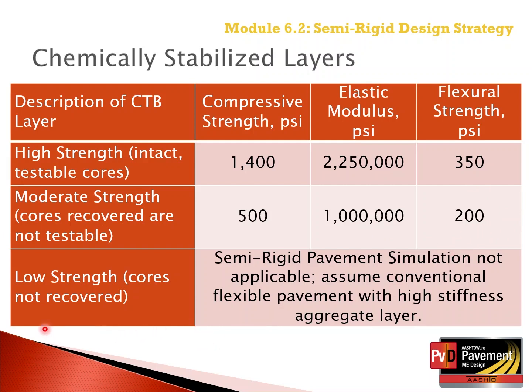If we've added a lower amount of additive where the cores cannot be recovered, that's considered a low strength type material. And in this case, the semi-rigid pavement simulation is not applicable regarding the MEPDG. So the user should assume a conventional flexible pavement, and that low strength layer with the additive would be simulated with a high stiffness aggregate type layer.